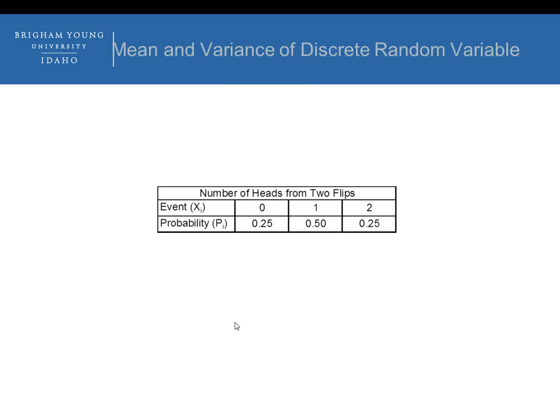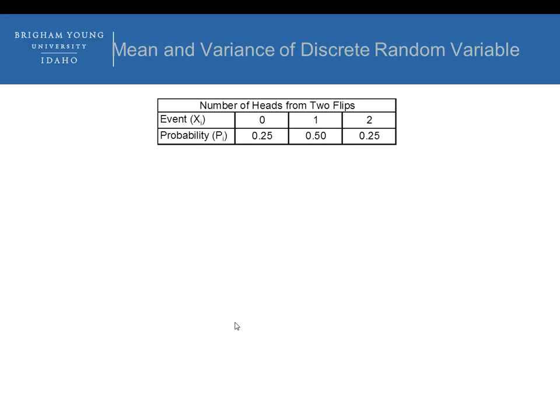Okay. The last slide is the mean and the variance of a discrete random variable, as well as the standard deviation. So this is an example of the number of heads from 2 flips. Here are the 3 possible events of the number of heads, and here's the probability. To calculate the mean, you take the value of the event times the probability for each of these, and then sum them up to get the mean.